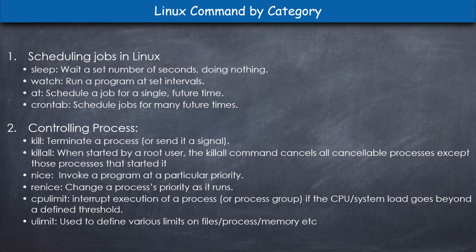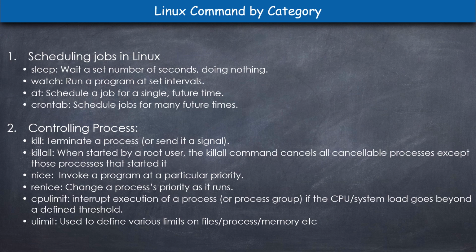Then we have controlling processes. This is another section. kill is for killing a process. Suppose a process is running and you want to just kill it, so you can use the kill command. Then killall: when started by root, this command cancels all the cancelable processes except those that are protected. So this will kill all the processes.